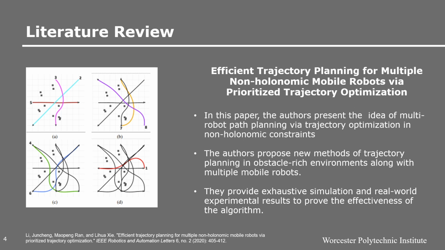In this slide, we look at our major focus paper, that is Efficient Trajectory Planning for Multiple Non-Holonomic Robots via Prioritized Trajectory Optimization. In this paper, the author presents the idea of multiple robot path planning via trajectory optimization in non-holonomic constraints. The author proposes new methods for trajectory planning in obstacle-rich environments. They provide exhaustive simulation and real-world experimental results to prove the efficiency of the algorithm, as you can see in the image on the left-hand side.